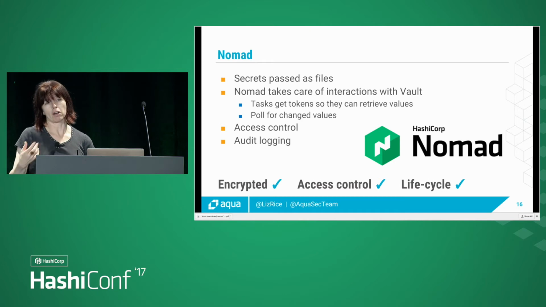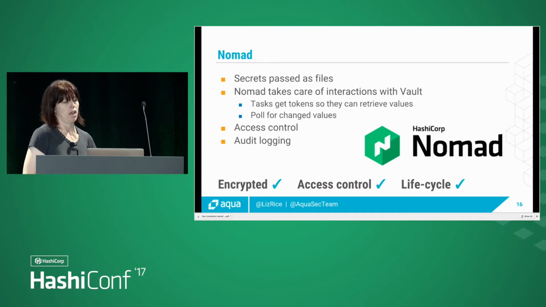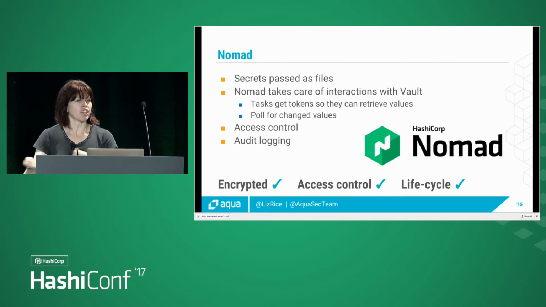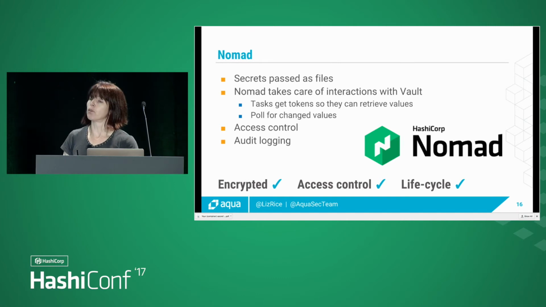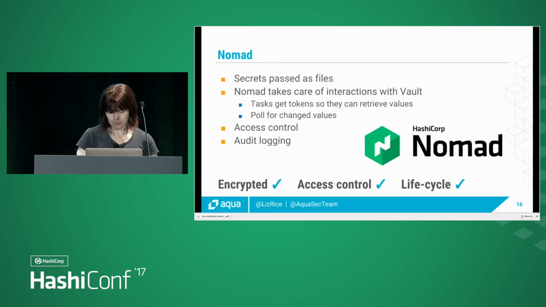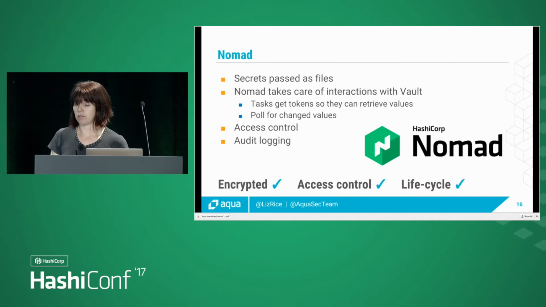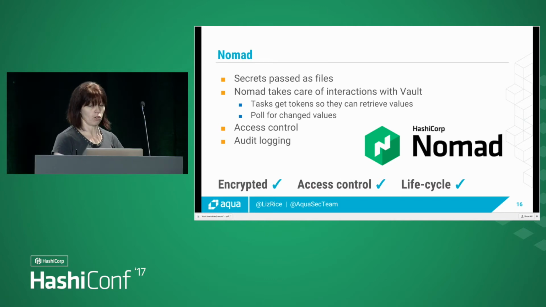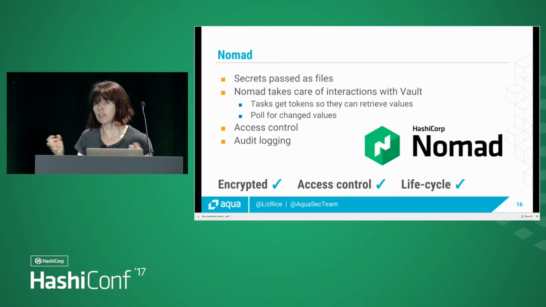The secrets can get passed into your job, container or otherwise, as a file. And Nomad will look after the exchange of tokens required to get that secret information out, and it can poll so that if you want to change your secret values, if you're rotating or revoking a secret, it can bring your container up to speed. It also takes care of the access control and the audit logging that we might be looking for. So I'm going to give the Nomad plus Vault combination 3 ticks for the 3 different things that we're looking for.